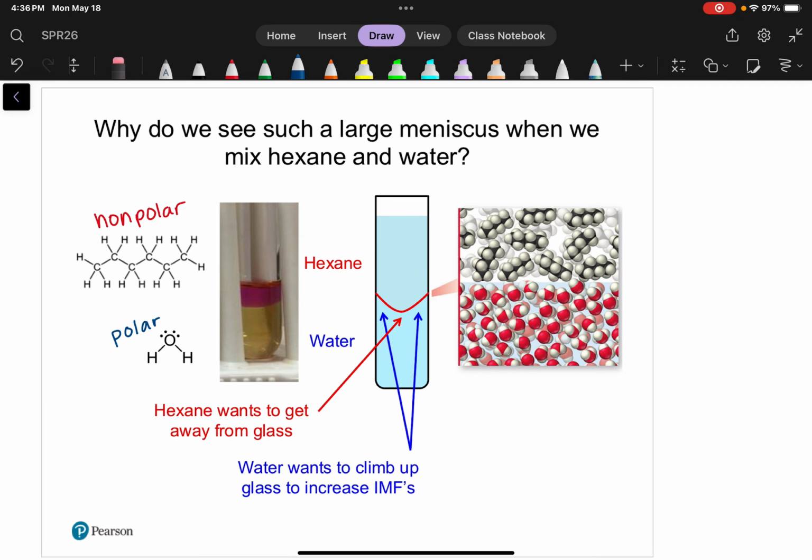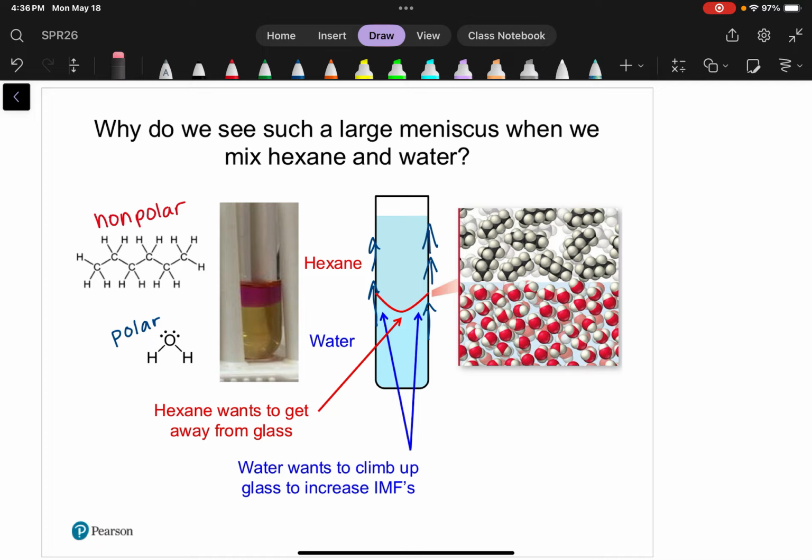If we know that water is polar and glass has some polarity to it as well, then water is going to be attracted to the sides of this glass container, and it's going to start climbing up the sides as we increase those really stabilizing, favorable interactions. So water's like, oh, I want to go up this glass here.